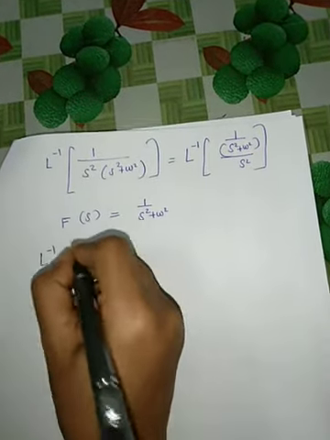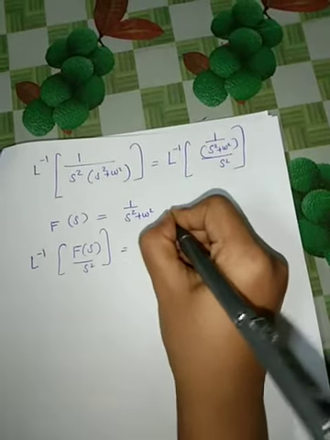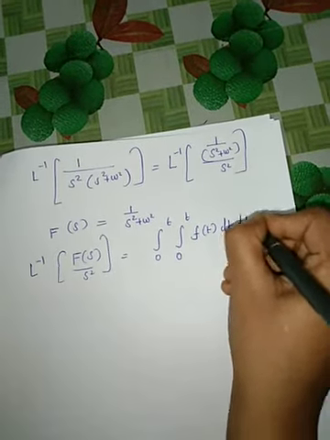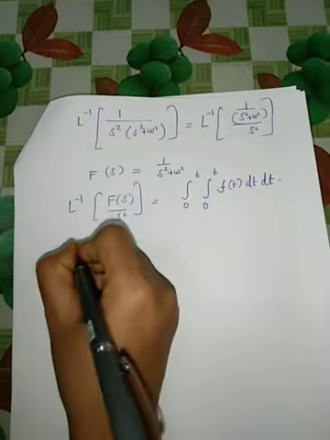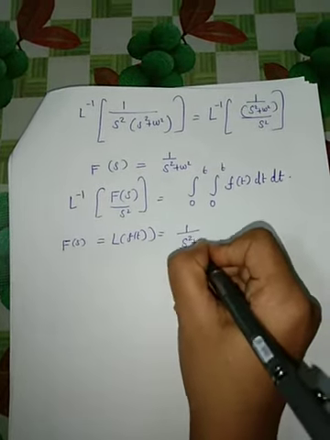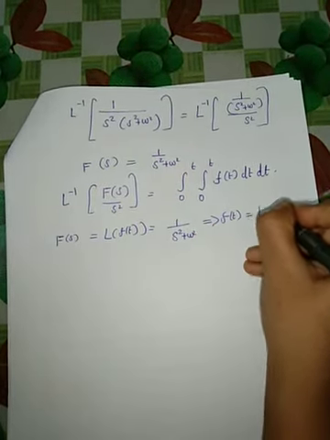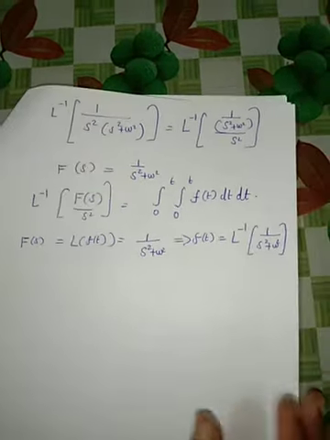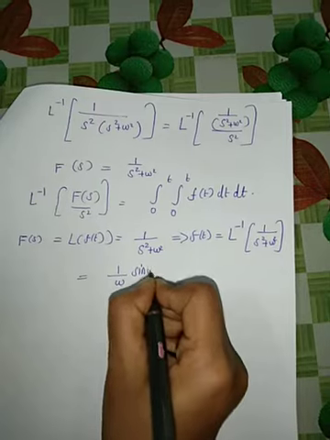We know that L inverse of f of s by s square is equal to the double integral, integral 0 to t, integral 0 to t, f of t dt dt. So first we have to find f of t. We know that f of s is equal to L of f of t, which is 1 by s square plus w square. So f of t is equal to L inverse of 1 by s square plus w square. In the above problem we know that L inverse of 1 by s square plus w square is 1 by w into sin wt.